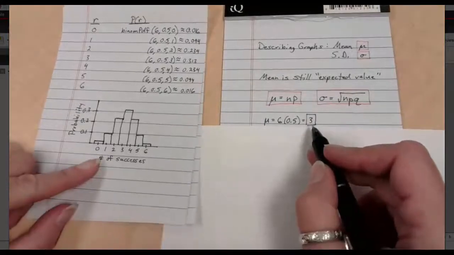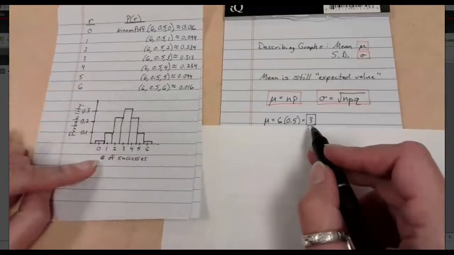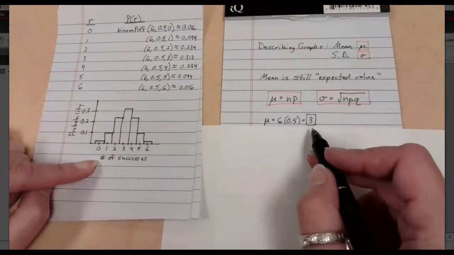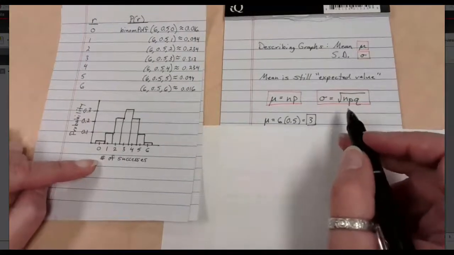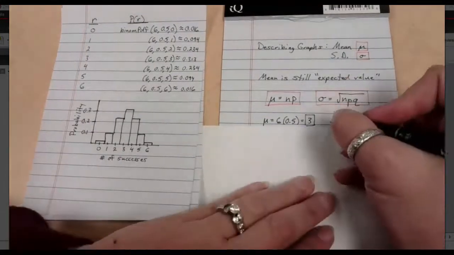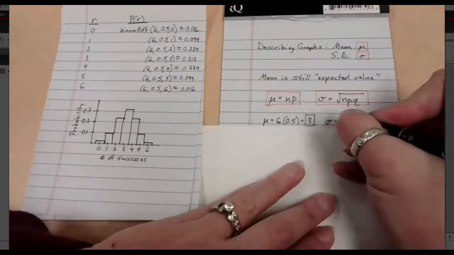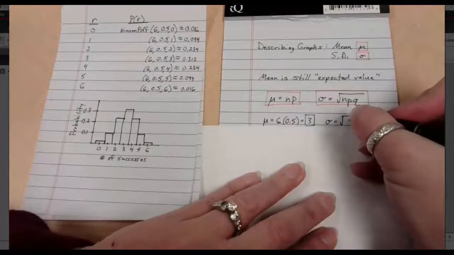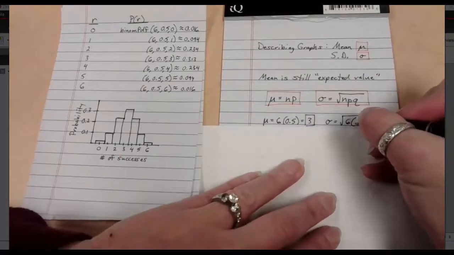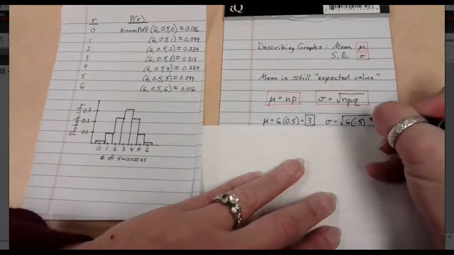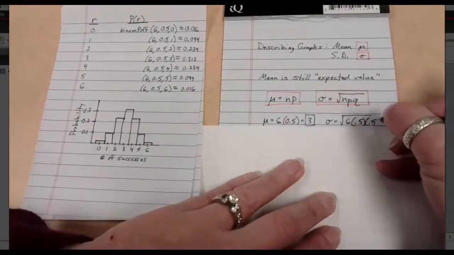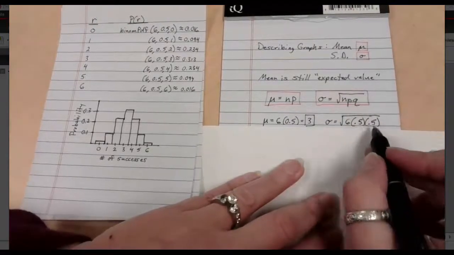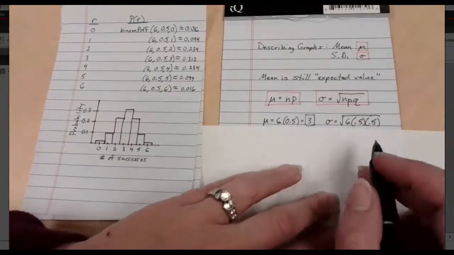So if we were describing this, we would say, hey, this distribution has a mean of 3. I have not yet referenced standard deviation, however. So let's look at this in light of our most recent example. We're talking the square root of, let's see, n is still going to be 6, and probability of success is 0.5, which means probability of failure should also be 0.5, right? Because that should be everything that happens, 0.5 and 0.5.